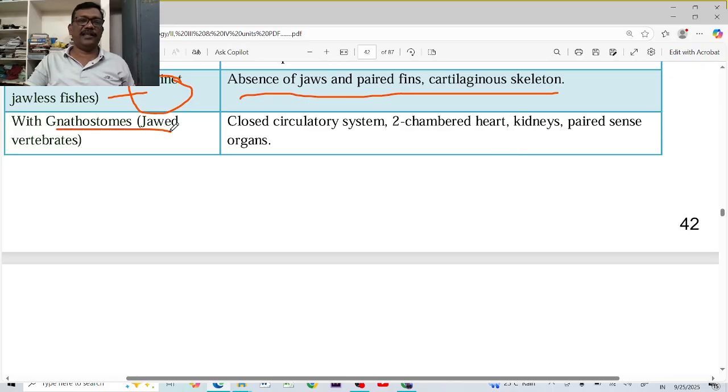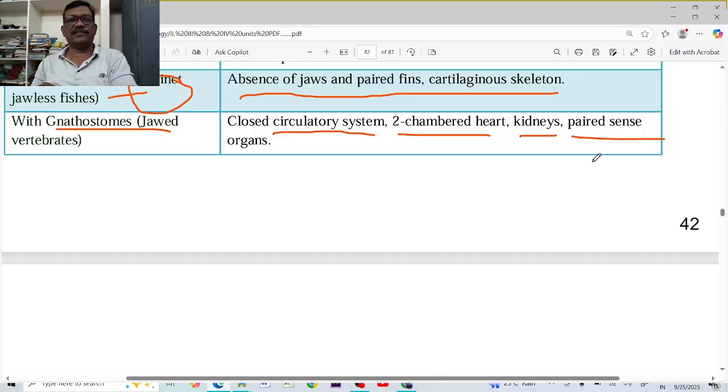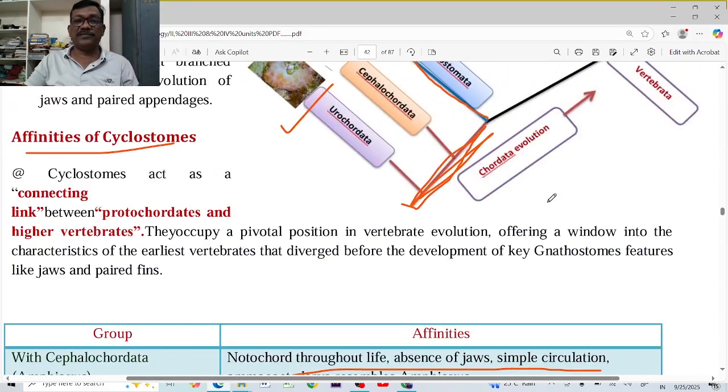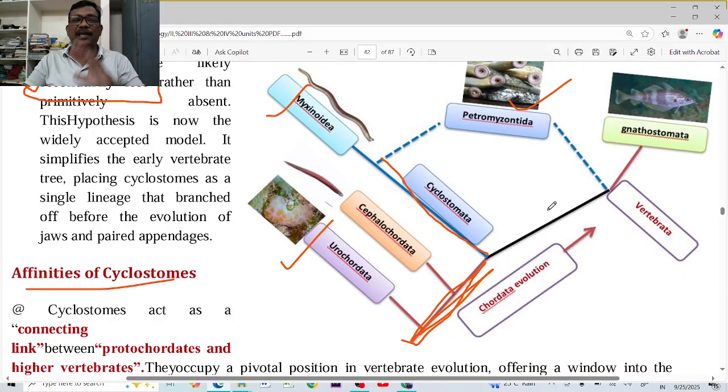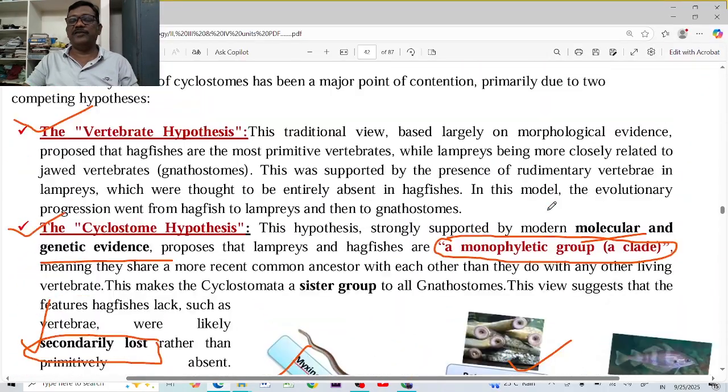Gnathostomes, other gnathostomes, jawed vertebrates: fishes, amphibians, reptiles, birds, and mammals. Especially the fishes. A closed type of circulatory system is also present in all other vertebrates, including this cyclostomata. A two-chambered heart is present in all fishes, including these cyclostomes. Kidneys are present in all the fishes and also in this. Paired sense organs, eyes or any other organs present in the fishes, are also found in the cyclostomes. These cyclostomes are very important, amazing animals in the evolution of chordates.